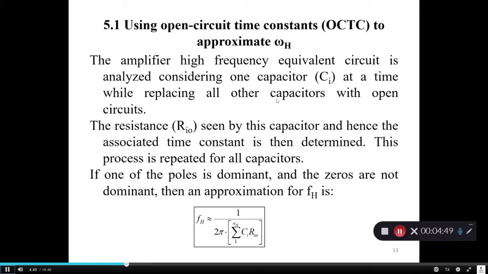In this one, the circuit is analyzed considering one capacitor at a time while replacing all other capacitors with open circuits. Be careful: the low frequency response is different, this one is the high frequency. When we are looking from one capacitor, we replace all other capacitors with open circuits, and then we find the resistance looking from that particular capacitor. Then we can use the formula Fh equal to 1 upon 2 pi times C1 R1, C2 R2, C3 R3 and so on. Using this formula, we will try to find the frequency Fh.